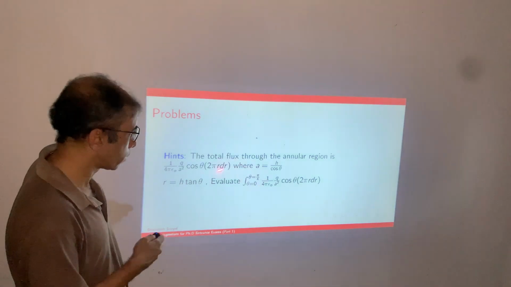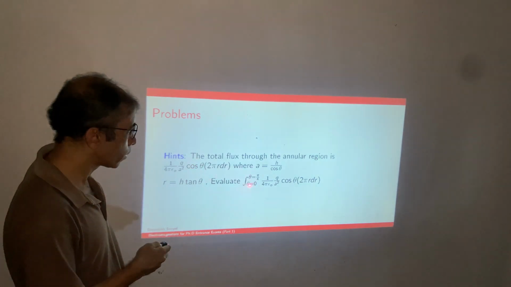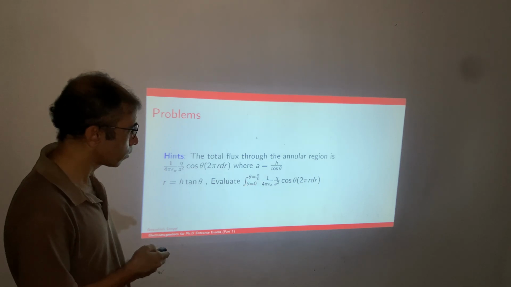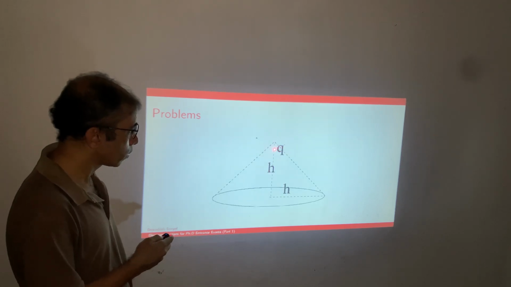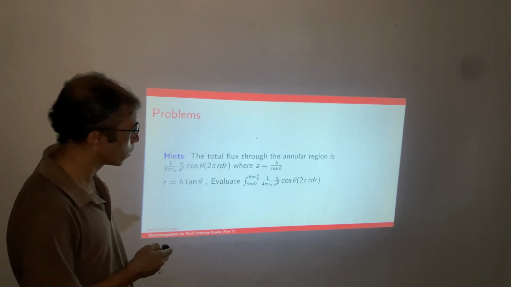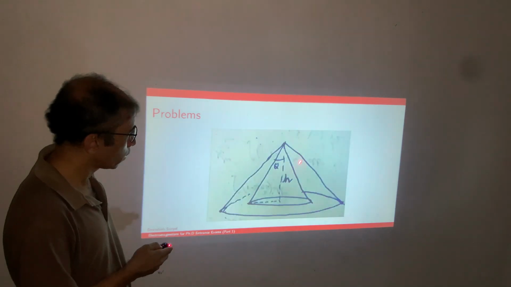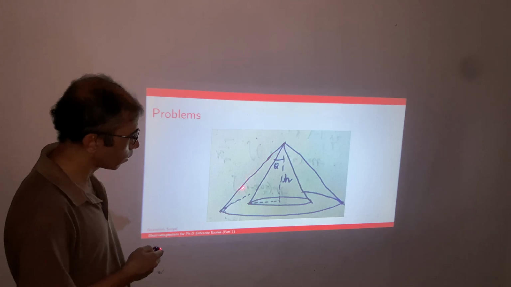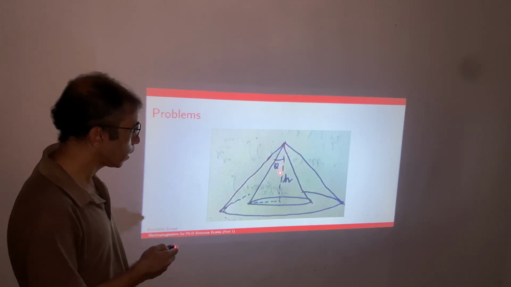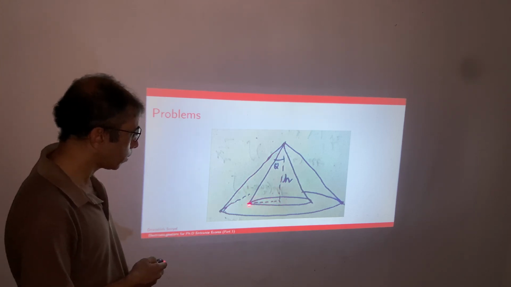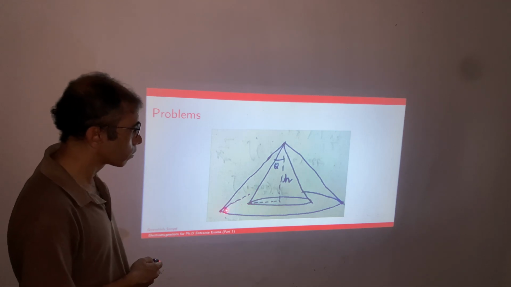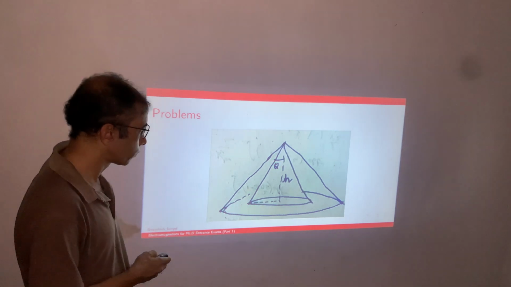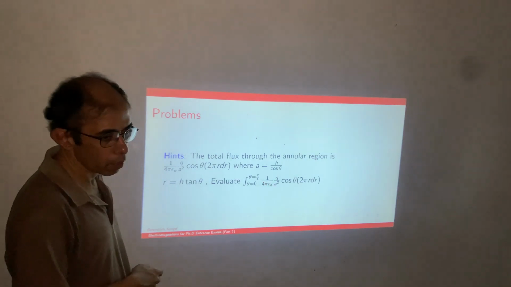Now just evaluate. So we have to integrate from theta is equal to 0 to theta is equal to pi by 4, because this is h and the base radius is h. So it has to be pi by 4. So do the integration and you should get the answer.